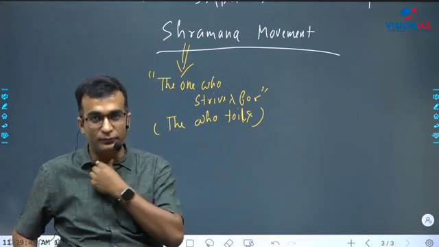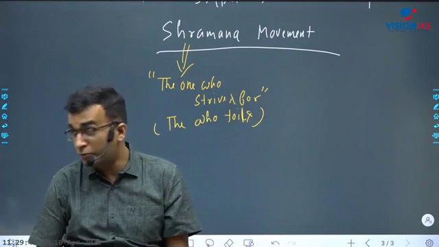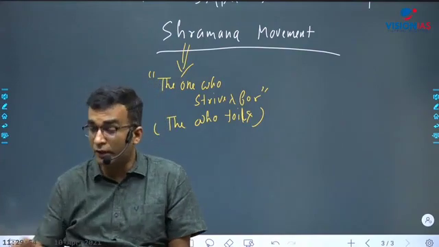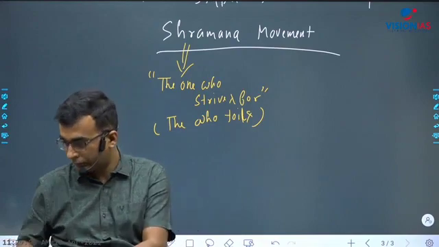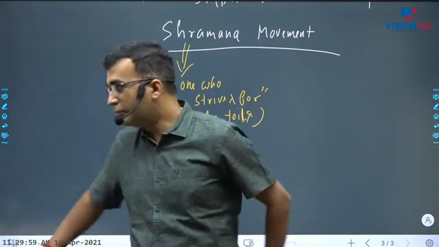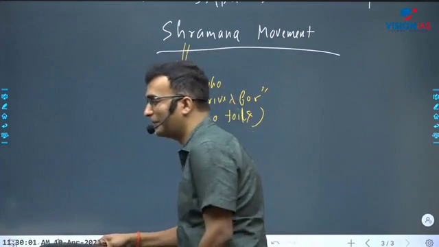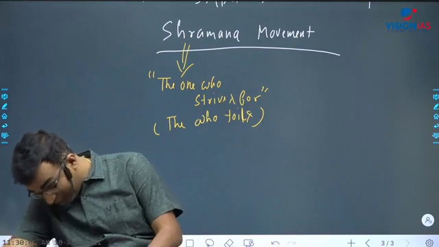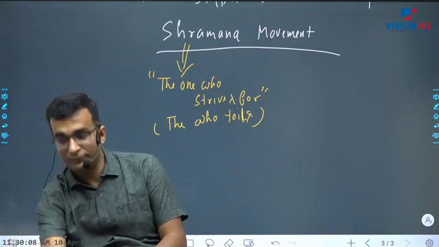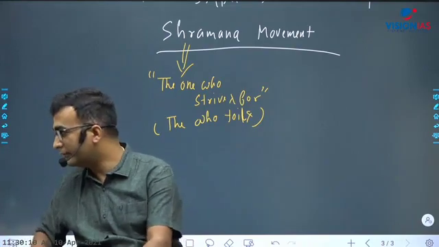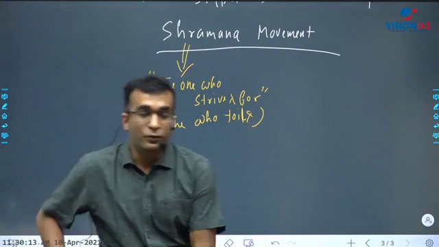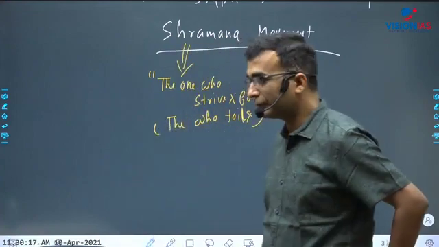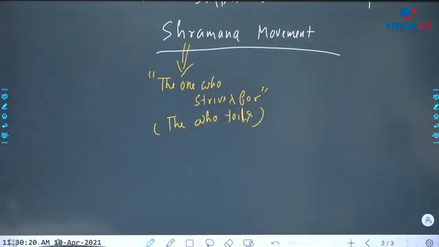Please write. Shraman is a Sanskrit word which means the one who strives for, and the one who toils. In brackets you can write the one who toils. Then you keep on writing.